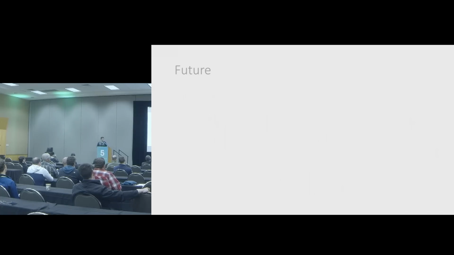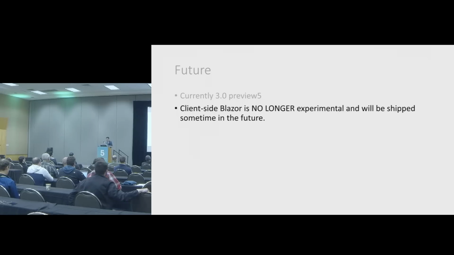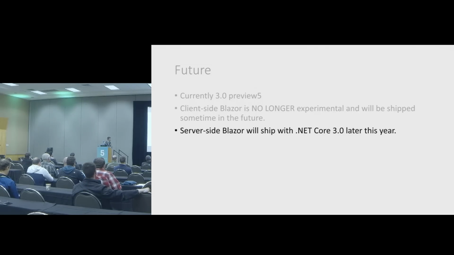So in the future, Blazor is currently 3.0 Preview 5. And client-side Blazor, as I mentioned earlier, is no longer experimental, which means it will be shipped sometime in the future. But server-side Blazor will actually ship with .NET Core 3.0, which will probably come out in the next 2-3 months. Not really sure. I don't work at Microsoft, so if it's less or more, don't come yelling at me. But I'm going to guess .NET Core 3.0 is going to ship in about 2 to 3 months.